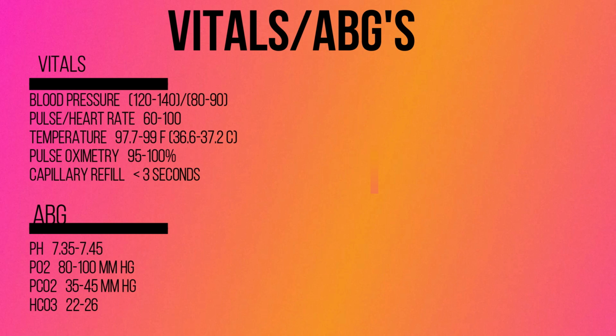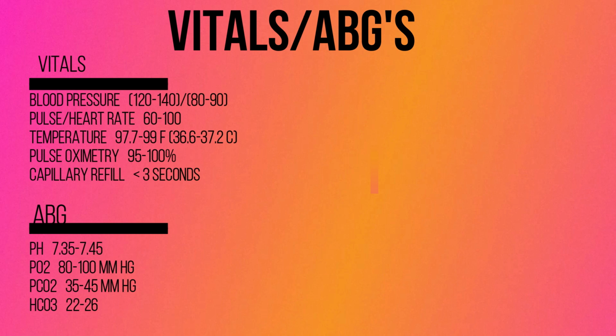Next we go on to temperature. So a normal temperature is 97.7 to 99 Fahrenheit, 36.6 to 37.2 Celsius. What temperature is telling you is how well your body can get rid of heat. It's very good to know because if someone's high, that means it's a fever, so you're thinking in terms of infection, stuff like that. And if someone's too low and they're cold, you're thinking in terms of shock, not getting enough blood around.